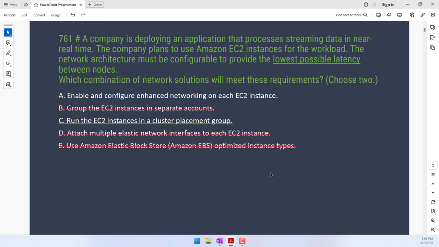A company has a business critical application that runs on EC2 instances. The application stores data in a DynamoDB table. The company must be able to revert the table to any point within the last 24 hours. Which solution meets these requirements with the least operational overhead?